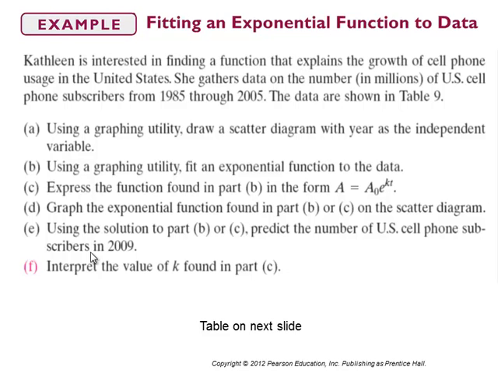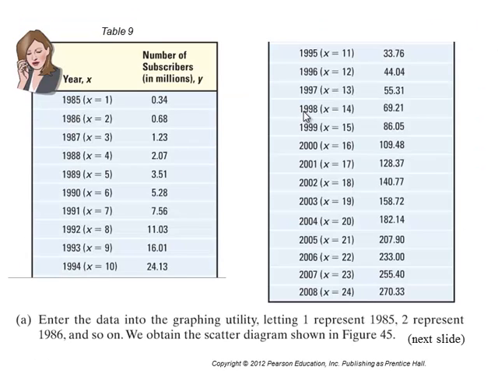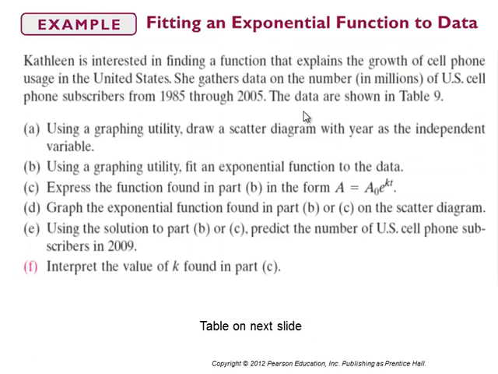Let's take a look at this first example. Let's read the problem together. Kathleen is interested in finding a function that explains the growth of cell phone usage in the U.S. She gathers data on the number, in terms of millions, of U.S. cell phone subscribers from 1985 through 2005. The data are shown in Table 9, this table right here. This is also on page 487 of your textbook.